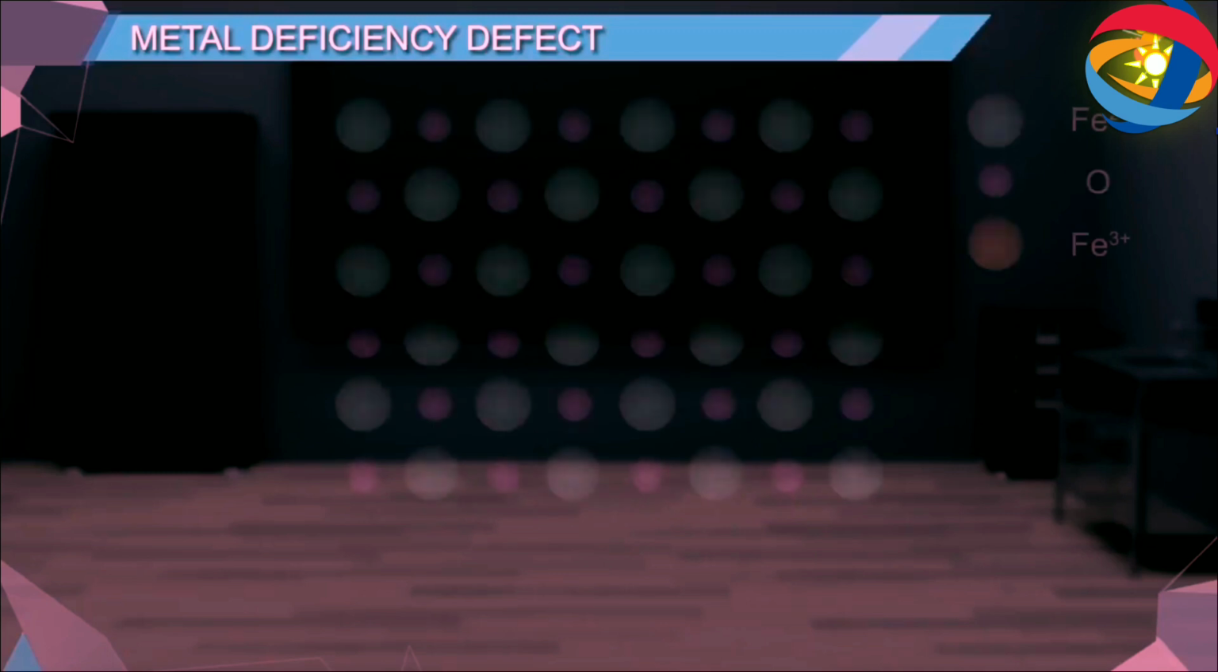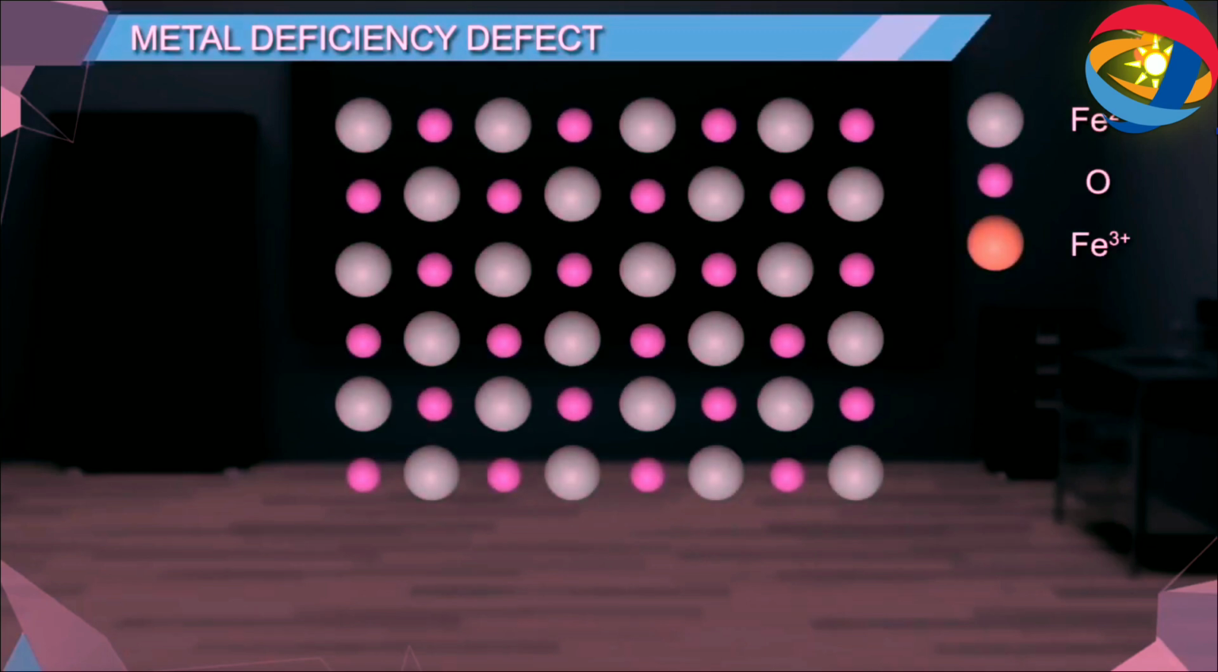Example: FeO is mainly found having a composition of Fe0.95O. In a crystal of FeO, if some of the Fe2+ ions go missing, then the loss is compensated by the addition of Fe3+ ions. In this way, though the overall charge is balanced, some spaces will be left vacant in the crystal.